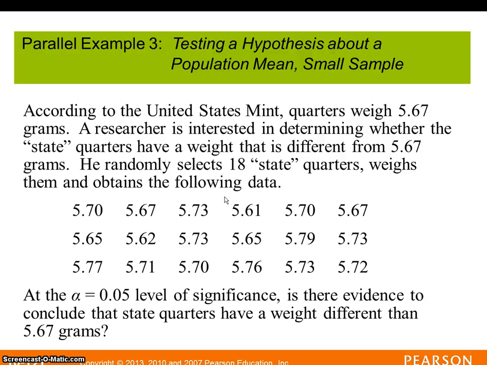As another example, let's do an example where we actually have the original data. According to the United States Mint, quarters weigh about 5.67 grams. Researchers are interested in determining whether state quarters have a weight that is different from this value. The person weighs 18 randomly selected quarters, and so the question is: is there evidence to conclude that the state quarters have a weight different from the mean weight, which is 5.67 grams?